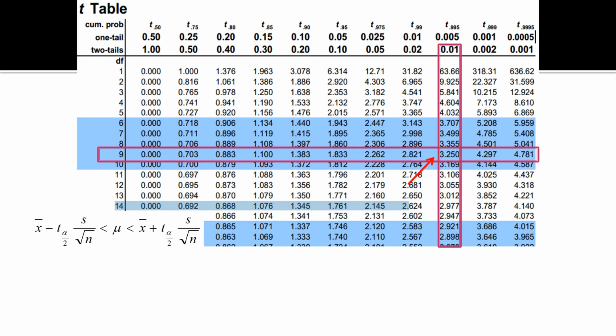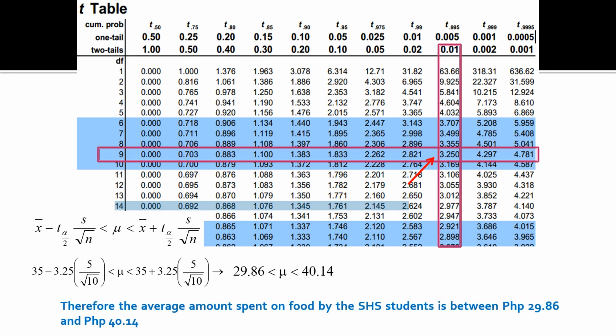Then we can substitute the values. So 35 minus 3.25 times 5 over the square root of 10. So that's our lower limit. And the upper limit is 35 plus 3.25 times 5 over the square root of 10. So it will give us the estimate. So the mean is between 29.86 and 40.14. So therefore, the average amount spent on food by the senior high school students is between 29 pesos and 86 centavos and 40.14 pesos.